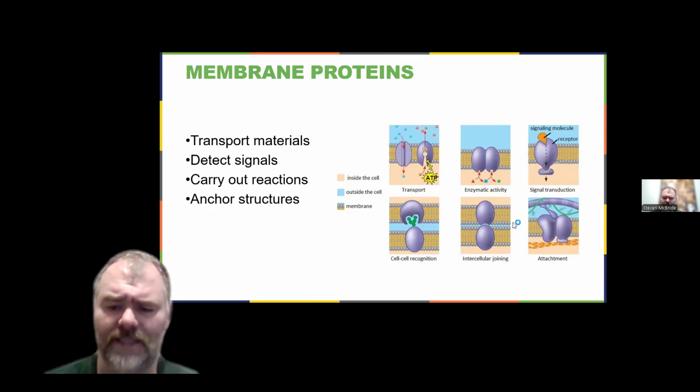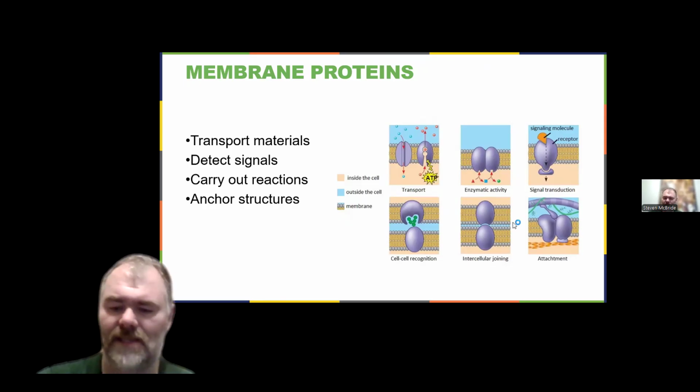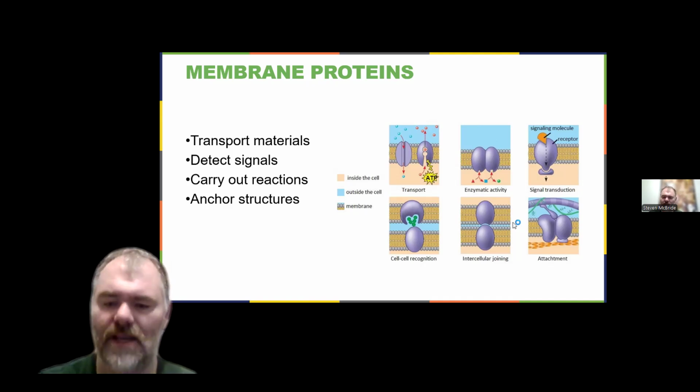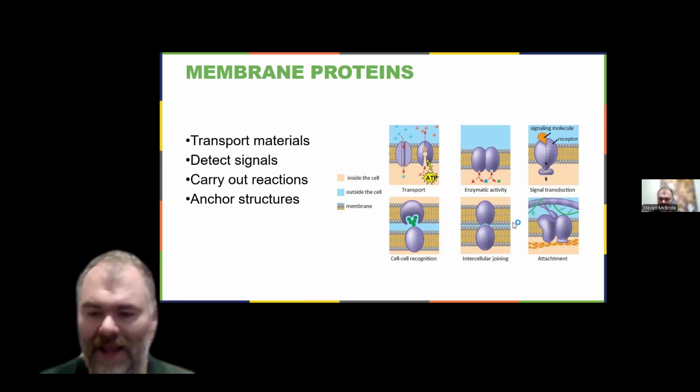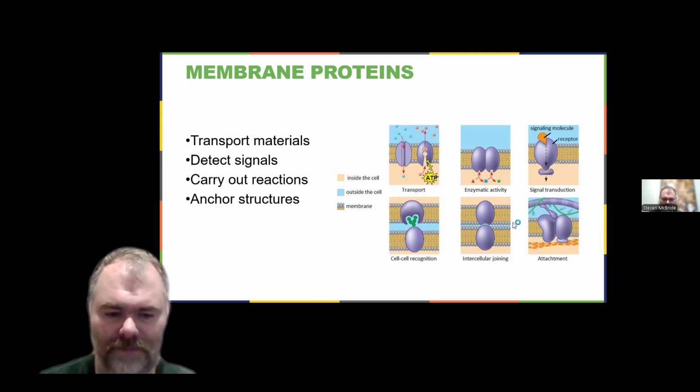Some membrane proteins carry out chemical reactions. In many cells, important metabolic processes happen right at the membrane surface, and other proteins anchor structure in place. They help connect the membrane to the cell wall, the cytoskeleton, or structures outside the cell. So while the phospholipid bilayer creates the boundary, membrane proteins make the boundary functional.